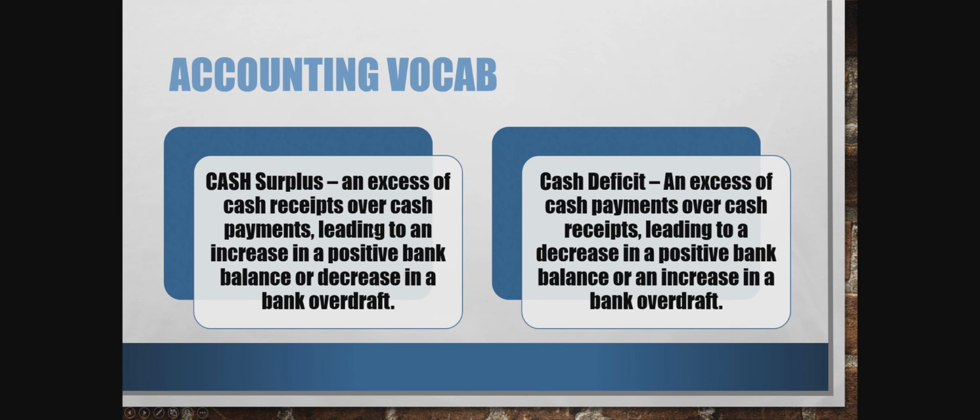So cash surplus is a situation where there is an excess of cash receipts over cash payments, leading to an increase in a positive bank balance or a decrease in a bank overdraft. So what we're saying, guys, is where your inflows are greater than your outflows. Alright, while cash deficit is the opposite. An excess of cash payments over cash receipts, leading to a decrease in a positive bank balance or an increase in a bank overdraft. So this is where your cash payments during the period are greater than your cash receipts. And that might reduce your positive bank balance or increase your bank overdraft.